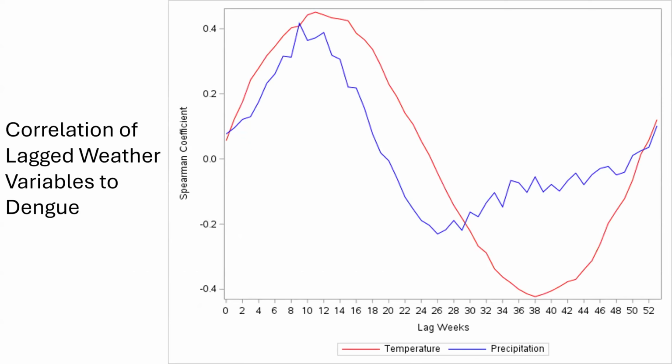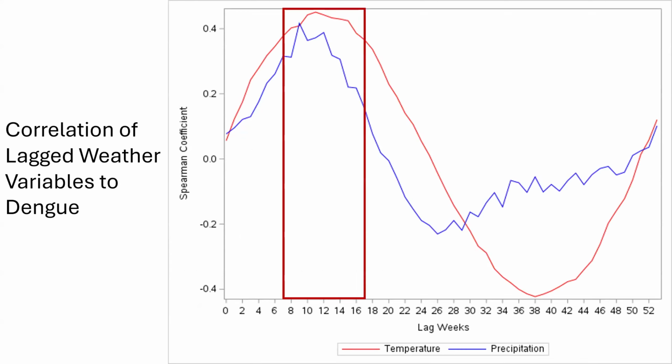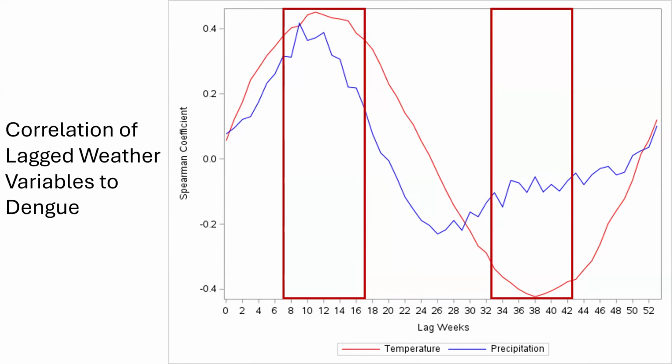So this is a graph of the Spearman coefficients for average temperature and precipitation, and the weeks on the bottom are lag weeks. So every week is 2, 4, 6 weeks back from whatever time period we're interested in looking at. And what we saw was that we had this peak correlation getting above that 0.4 between weeks 8 and 16 for both precipitation and temperature. And we had a peak negative correlation specifically for temperature at weeks 34 to 42. And so these seem to be the areas where variables were of the most interest to us.